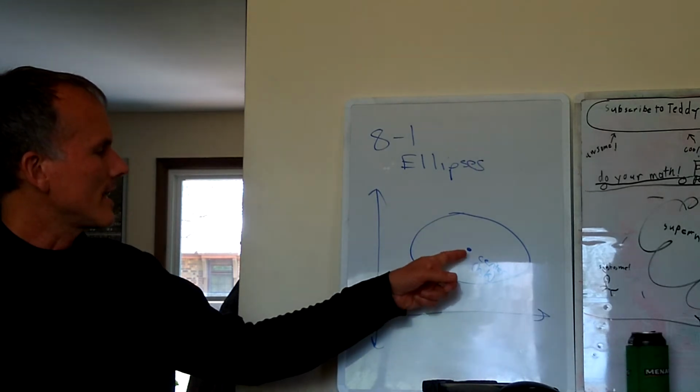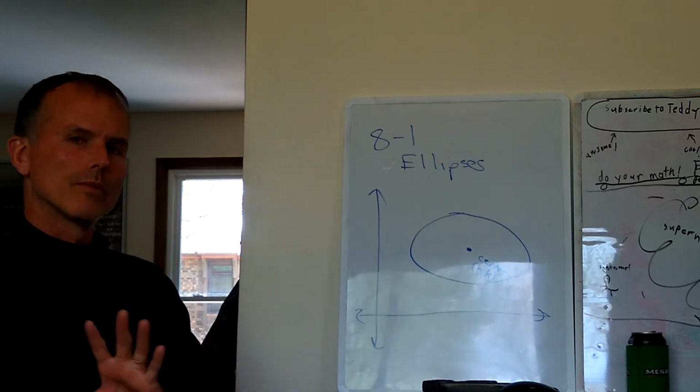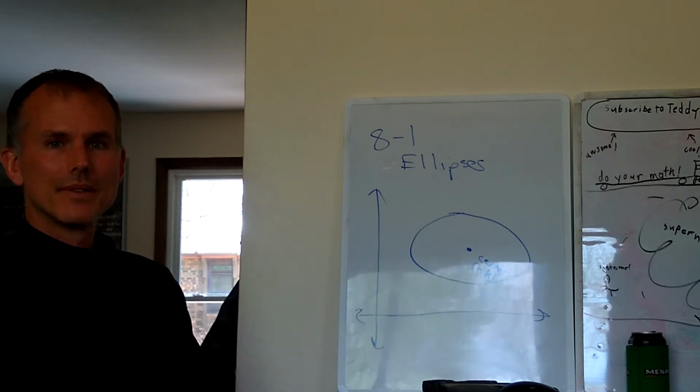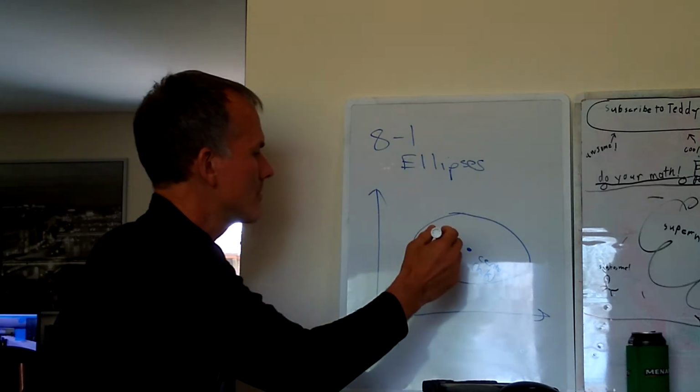All right, so that's an h and a k. So the coordinates of the center are called h and k. And that'll be important when we write the equation of an ellipse. Okay. All right, now let's do this.